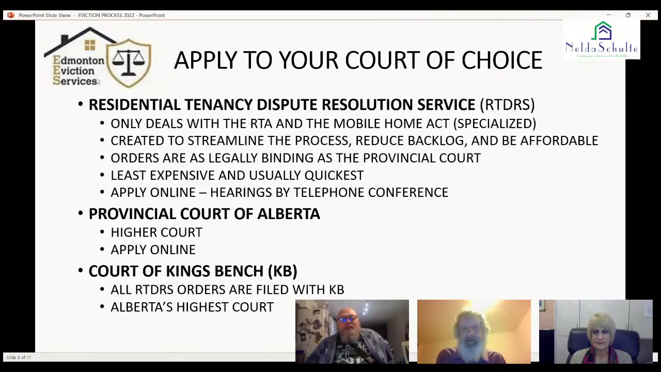It only deals with the Residential Tenancy Act and the Mobile Home Act, so it's very specialized. It was created in 2007 to streamline the process. There was a big backlog in the other courts, provincial and Queen's Bench at that point, and it was taking months to get a hearing. And they're a lot more expensive than the RTDRS here. So the RTDRS not only was to reduce that backlog, but it was to make it more affordable for everybody, including landlords and tenants, to be able to bring their problems to justice, so to speak.